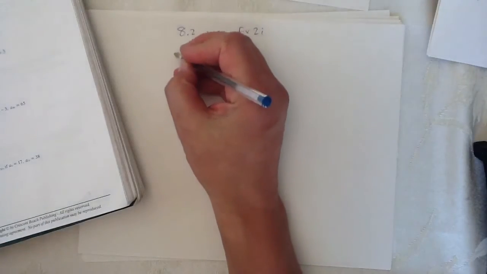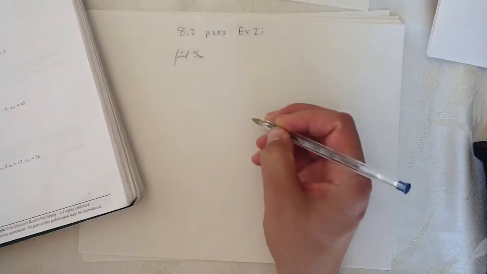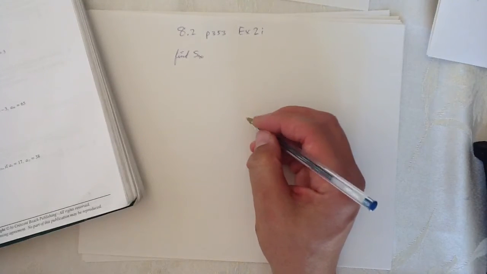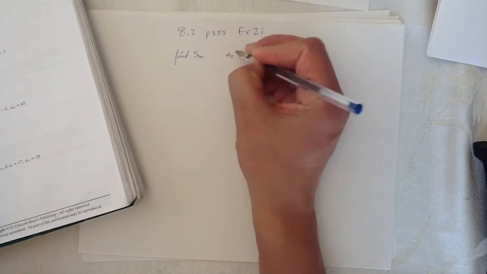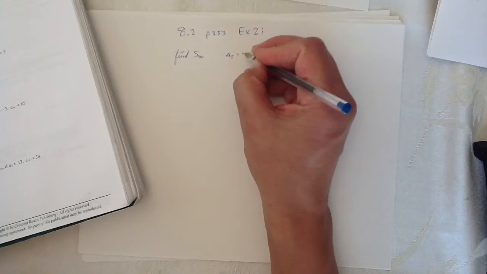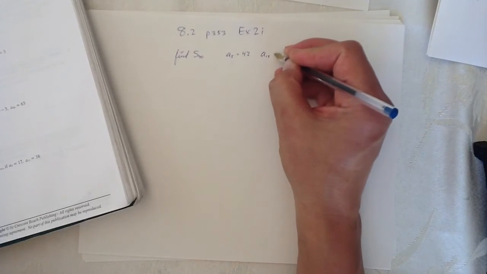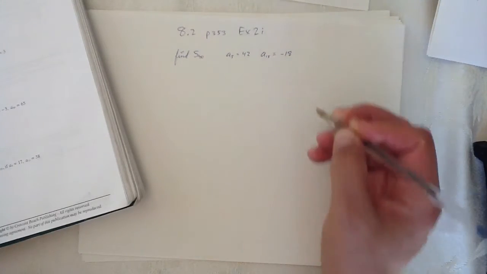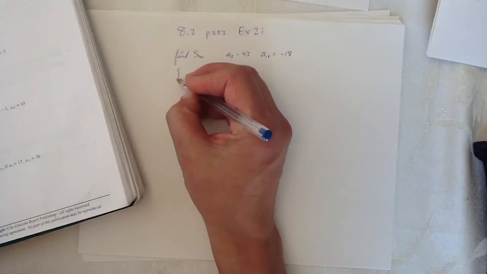So for I, they're saying I have to find S40. So what is the sum of all the terms up to the 40th term? And they give you A5, the fifth term, equals 42, and A15, the 15th term, equals negative 18. So it's giving you a part of it, and here's how you should conceive of this.